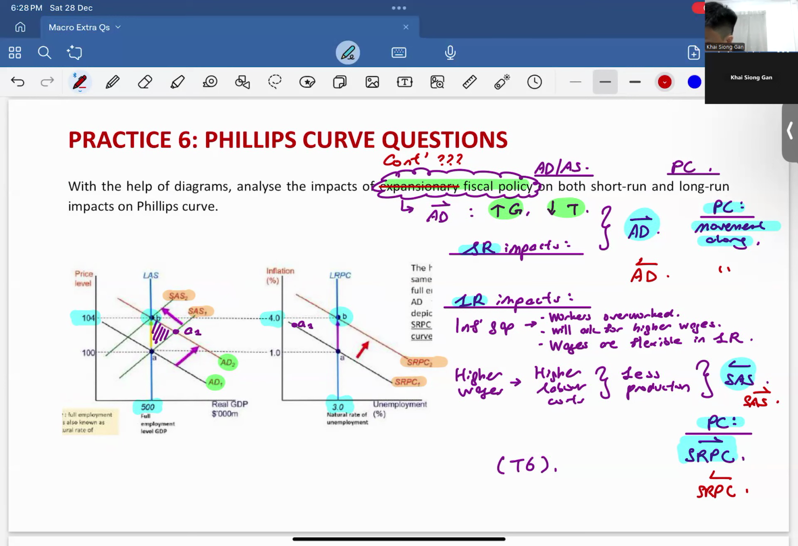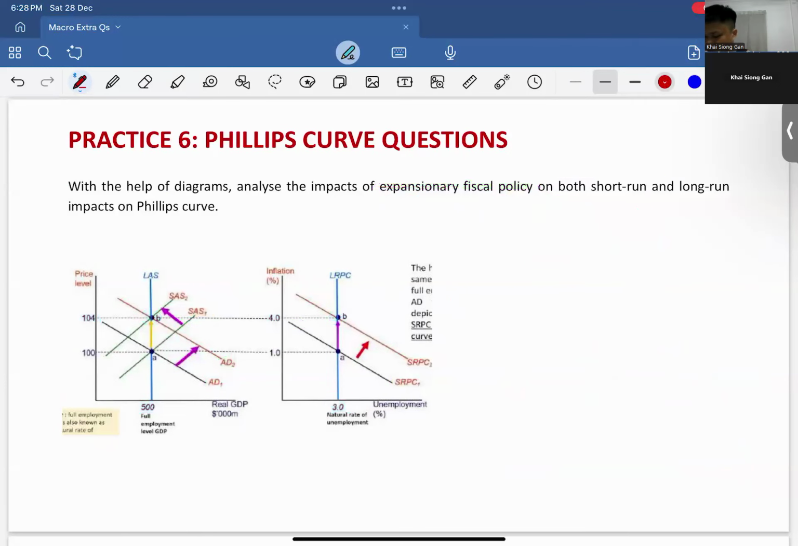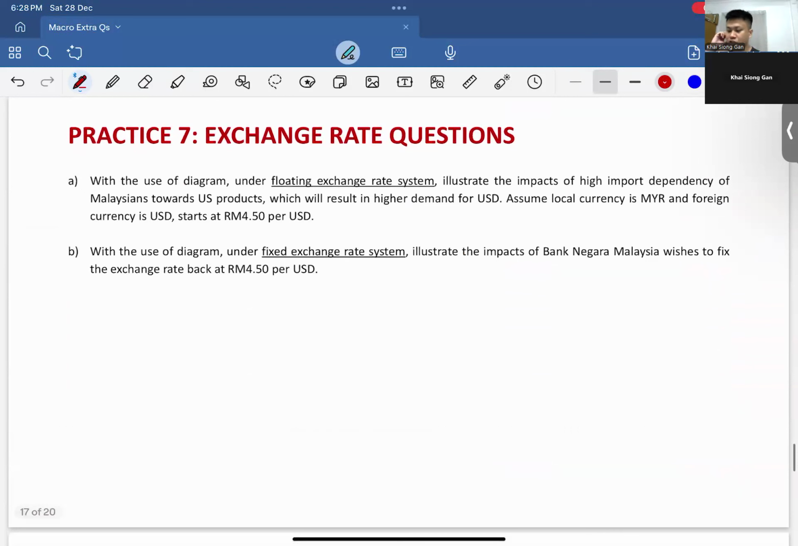Okay, so now let's move on to next question, exchange rate questions. Now with the use of a diagram under floating exchange rate system, illustrate the impacts of high import dependency of Malaysians towards US products. We keep importing US products, which will result in higher demand of US dollars. Assume local currency is ringgit Malaysia and foreign currency is US dollars.